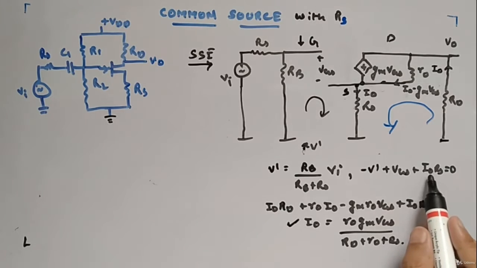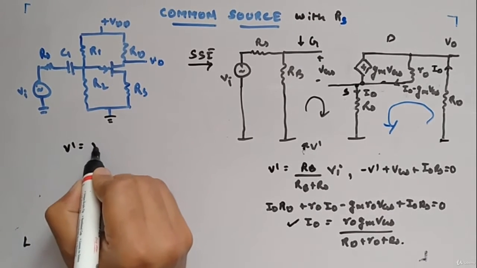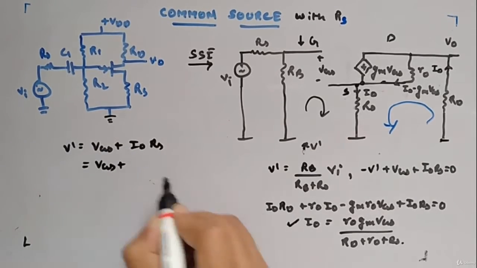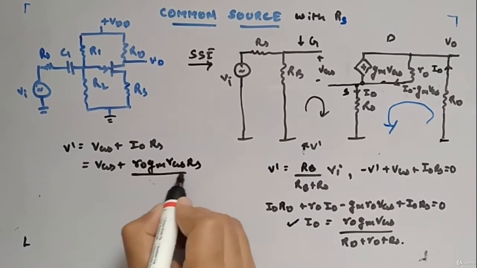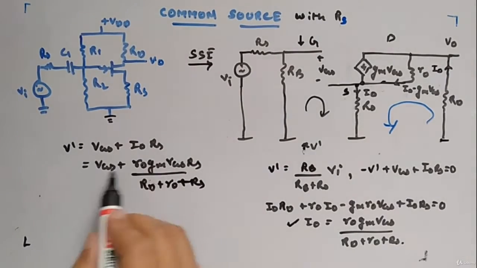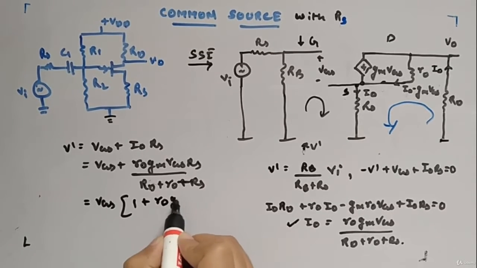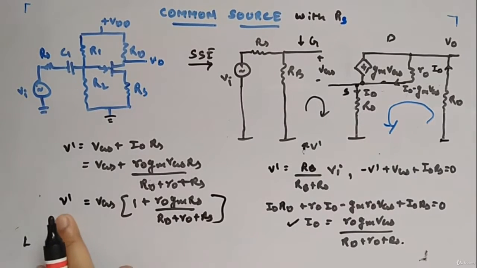Once you have I naught, you can plug it here and get the relation between V dash and VGS, because this is also dependent upon VGS. So V dash will be VGS plus I naught RS. If I plug the value of I naught, which is R naught GM VGS divided by RD plus R naught plus RS, and from here take VGS common, 1 plus R naught GM RS divided by RD plus R naught plus RS. This is the relation between V dash and VGS.